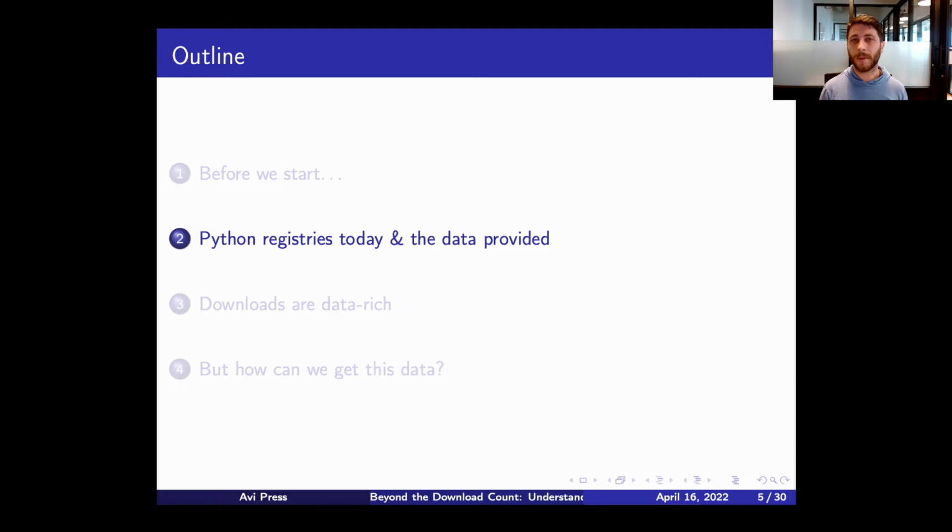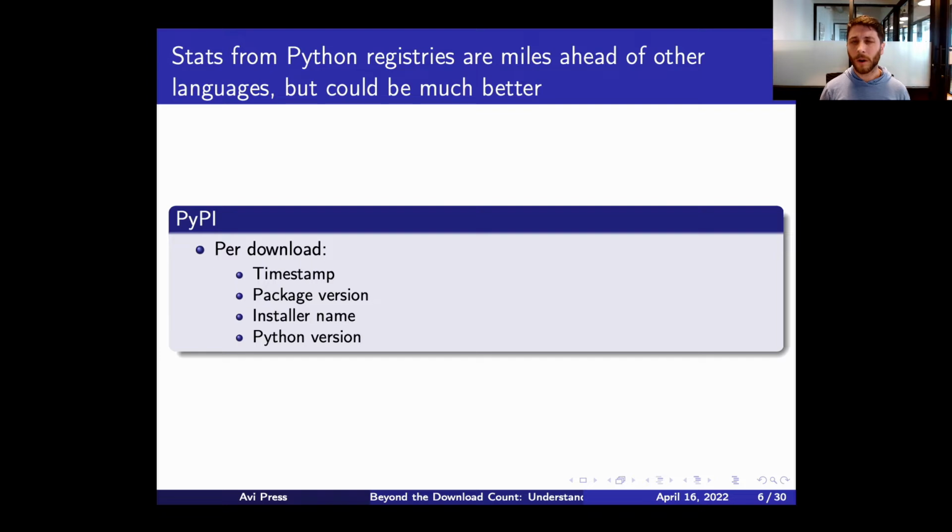So first, let's talk about Python registries as they exist today and what kind of data they provide maintainers. Overall, Python registries are way, way ahead of other programming languages when it comes to what data we provide maintainers. Same goes for system packages as well, but things still could be better. So when we look at Python or PyPI, you can query all of your downloads via Google BigQuery. And so you can query the timestamp of each download, package version, installer name, and Python version. There used to be even more data offered through PyPI, but this is currently what is at the hands of maintainers.